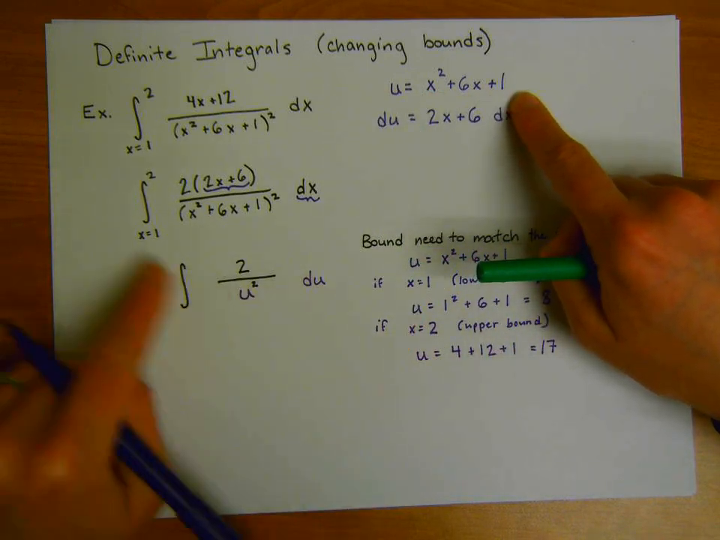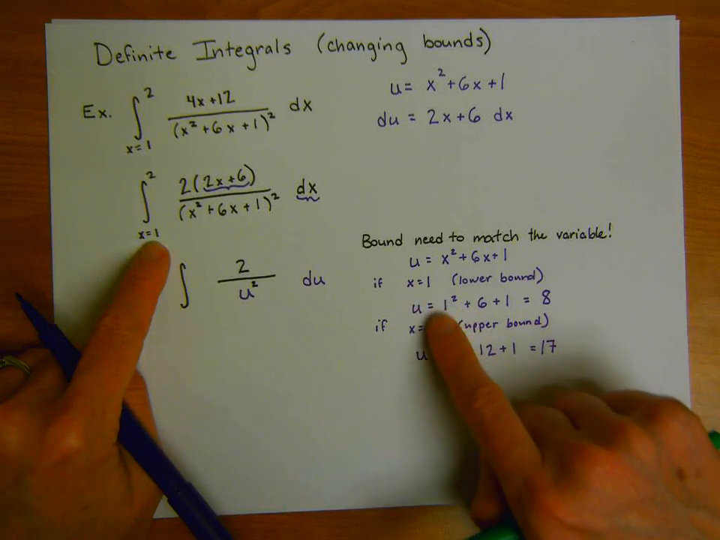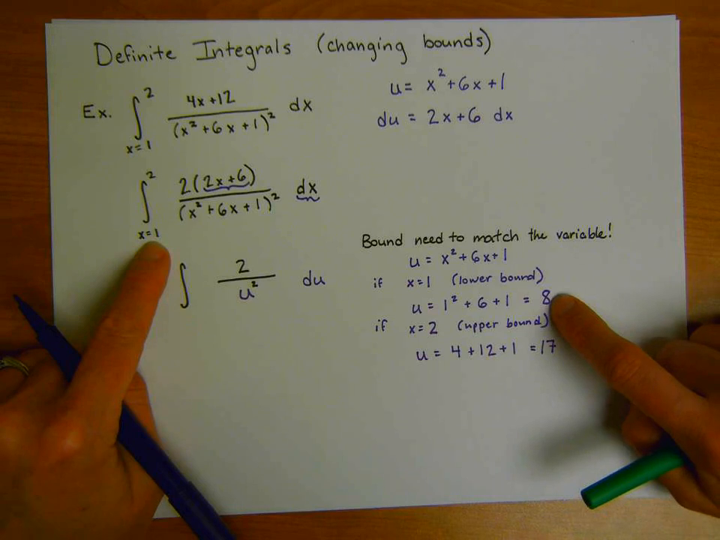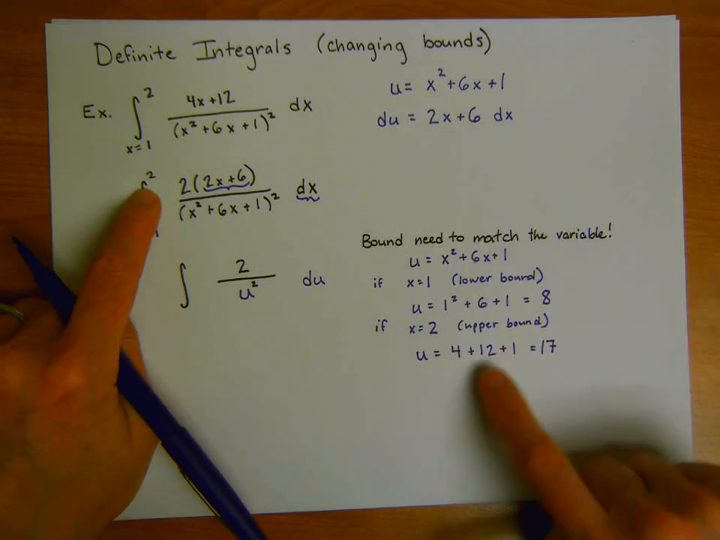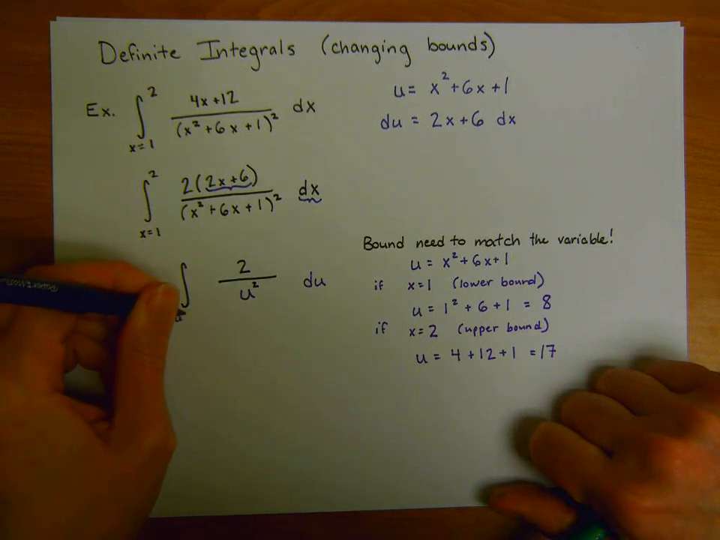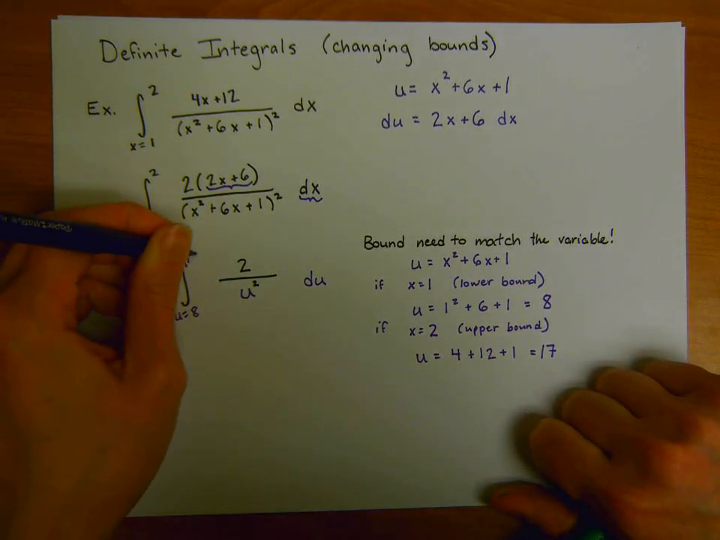So making sure that I did that correctly, we have u being equal to this function of x. So if x is 1, I can plug 1 into here to find out what my u value will actually be. That when x is 1, u is 8. When x is 2, u is 17. And that means that my new bounds, and I'm going to write them as u equals 8 to 17.